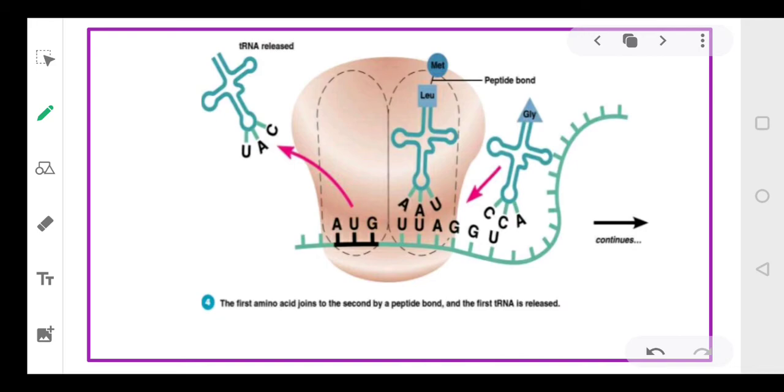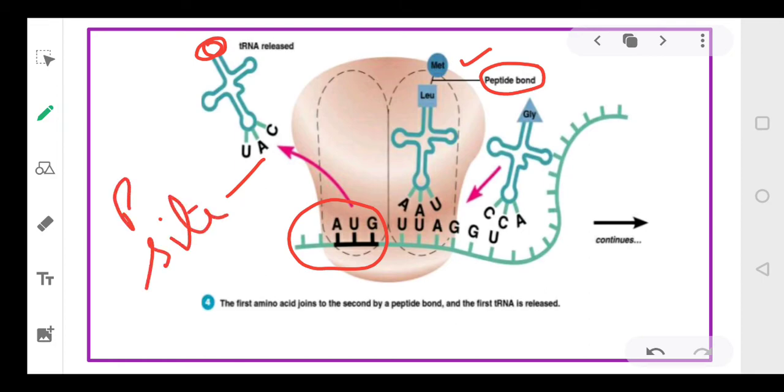Let's see this. Now see, at this position your P site has become empty. Just imagine, here methionine was present. Now see, where is the methionine? The methionine is attached with leucine. So both the amino acids are attached with each other and the bond between them is called a peptide bond. So now the P site is empty. Now this mRNA will move further, and this tRNA will shift to the P site. Then the third tRNA will come to the A site.